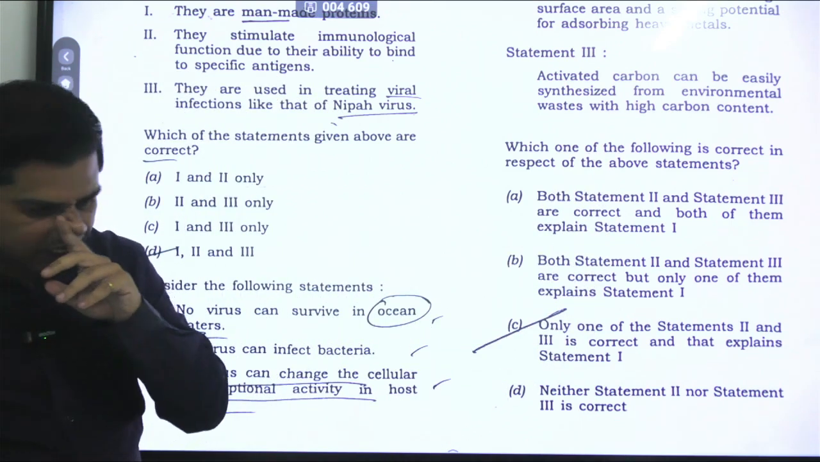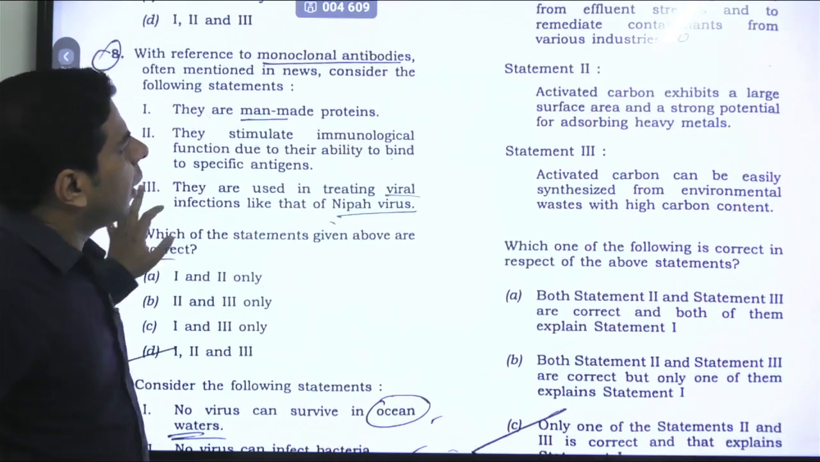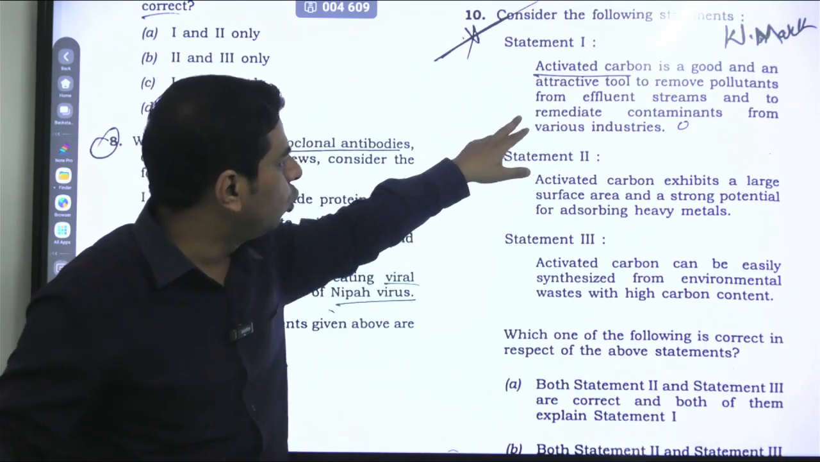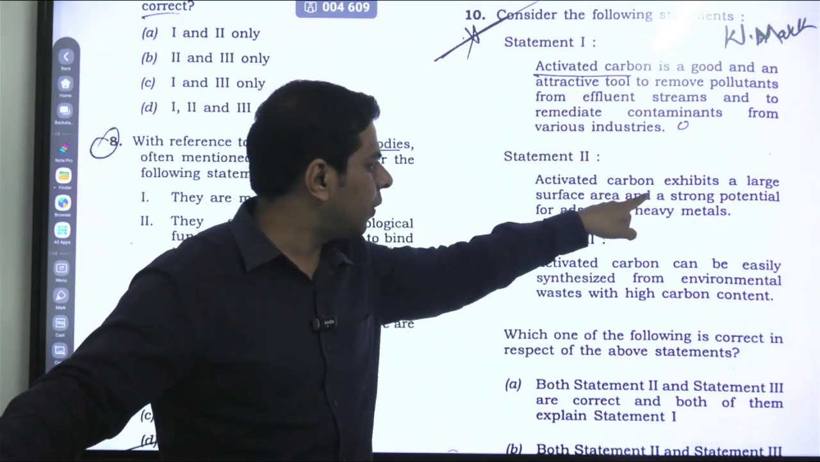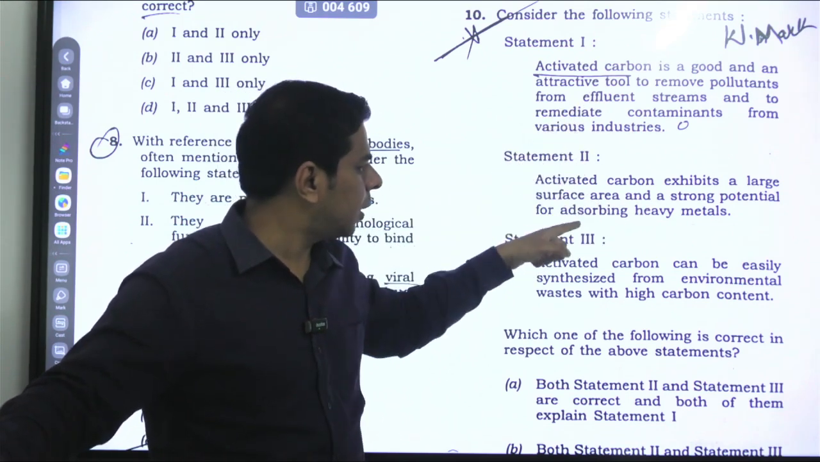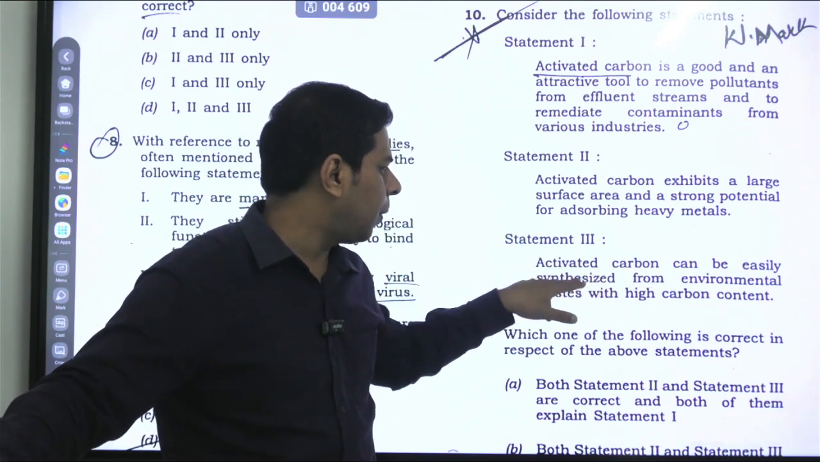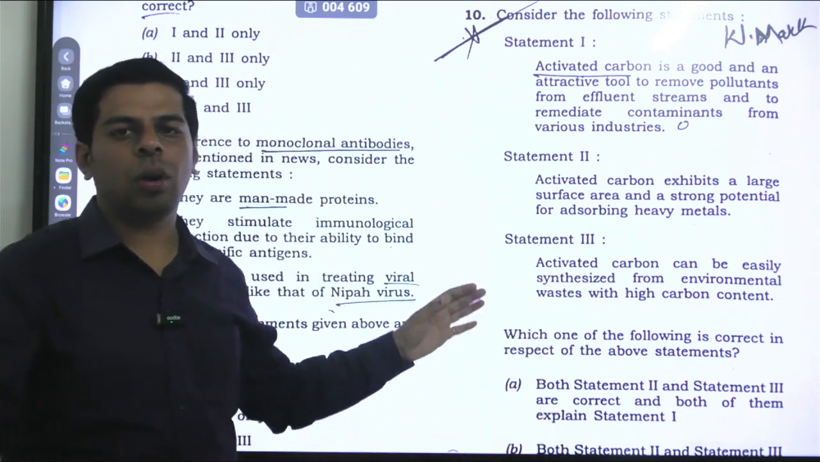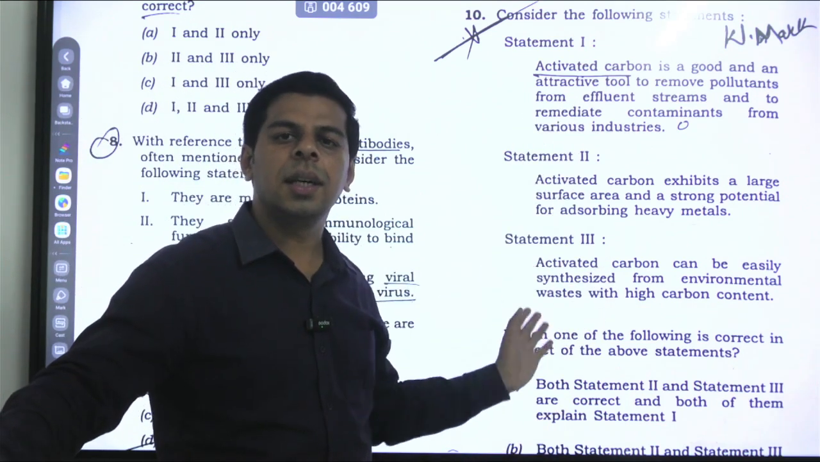So in this case, we can say the first statement was about, yes, it can be used to remove pollutant. And why is it able to remove pollutant? Because of its large surface area and absorbing heavy metals. So basically this can be directly linked, even though the other statement looks to be an independent one, that it is generated from waste and high carbon content. It's not the primary reason why it is acting on the pollutant, that's its additional advantage.